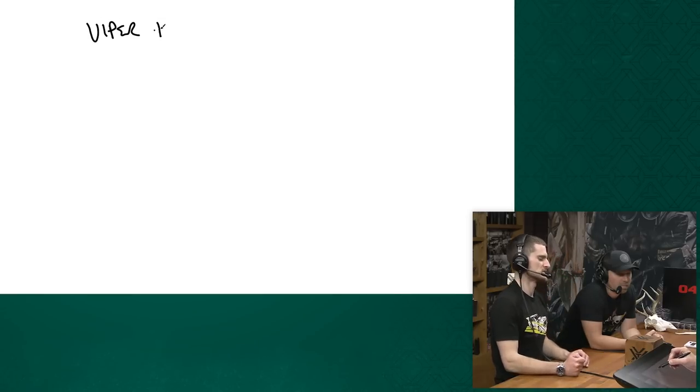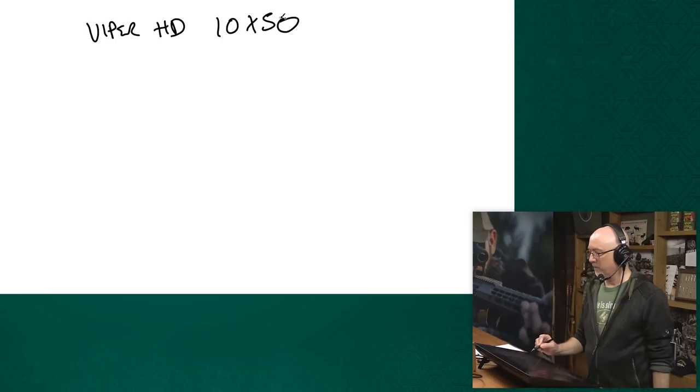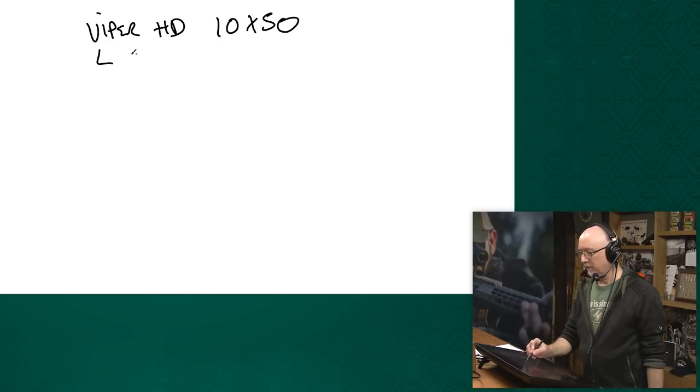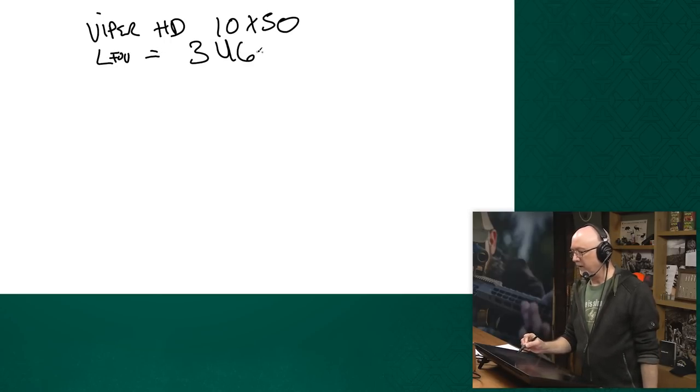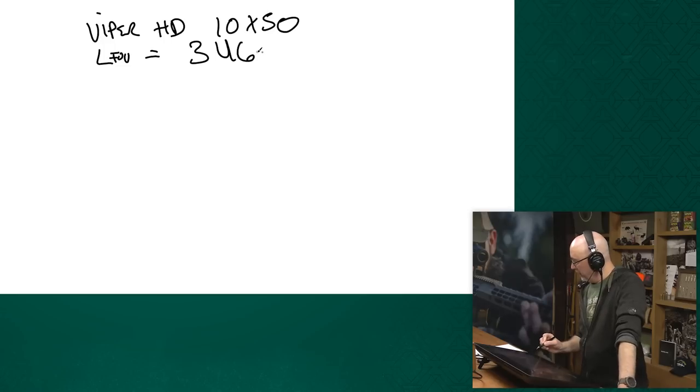We haven't even talked about objective lens diameter. I don't know if that plays into this. Not as much. So our Viper 10x50 has a linear field of view of 346 feet at 1,000 yards.